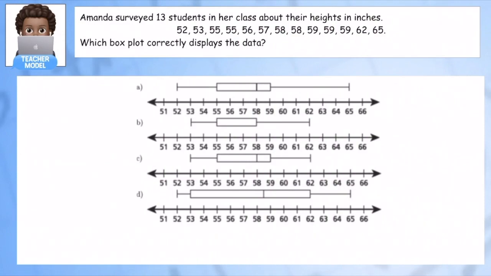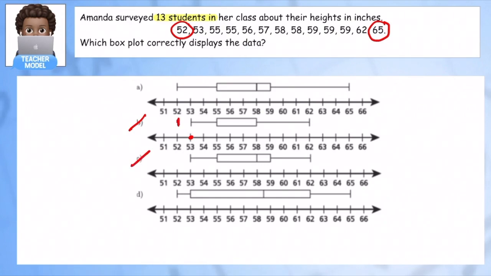Amanda surveyed 13 students in her class about their heights. Which box plot correctly displays the data? Luckily, our data is already from least to greatest. So let's see what we can eliminate just by identifying the key information in here. We already know what our maximum and minimum are. So this should go from 52 to 65. So I could already cross out B because it's starting here at 53 instead of at 52.